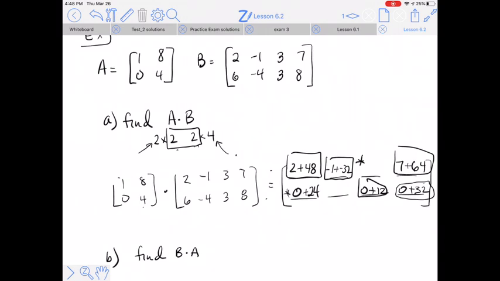What are we missing? Okay, this entry right here is row 1, column 3. So I need row 1, column 3. First entry of row 1, first entry of column 3. 1 times 3 is 3. Now we do the second entry of row 1 and the second entry there of column 3. 8 times 3 is 24.